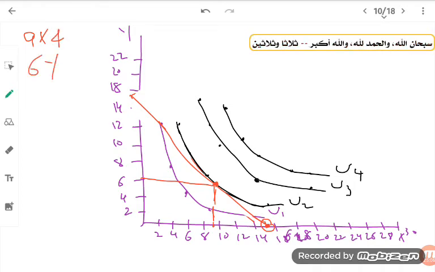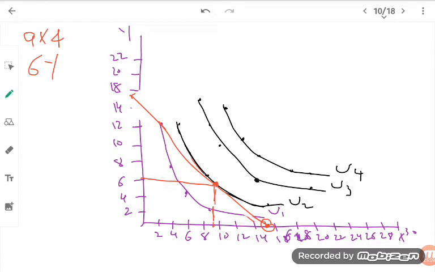Now, if you know that price of X decreases from 1 to 0.5, which is case number 1 in scenario number 2, we have to add the new budget line in the same graph.